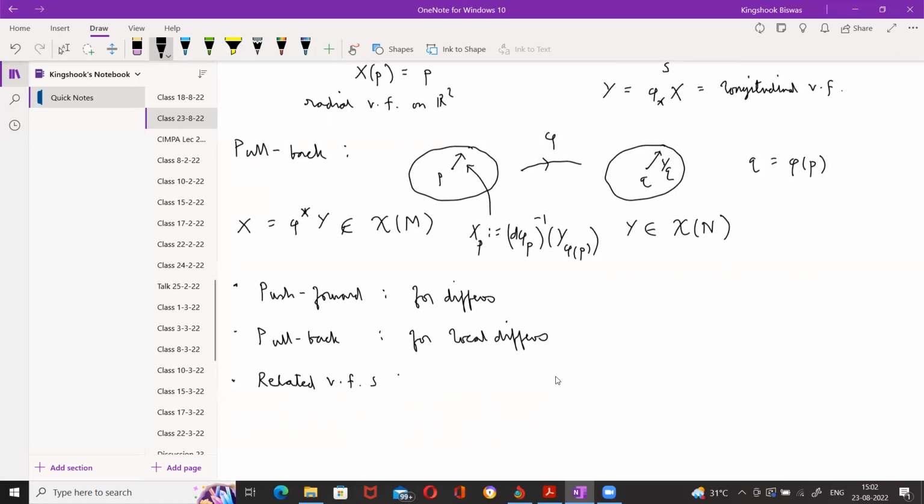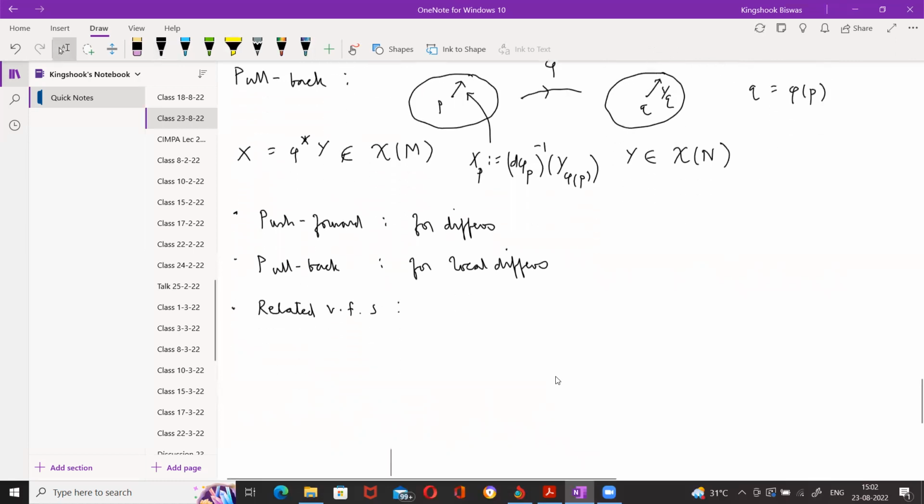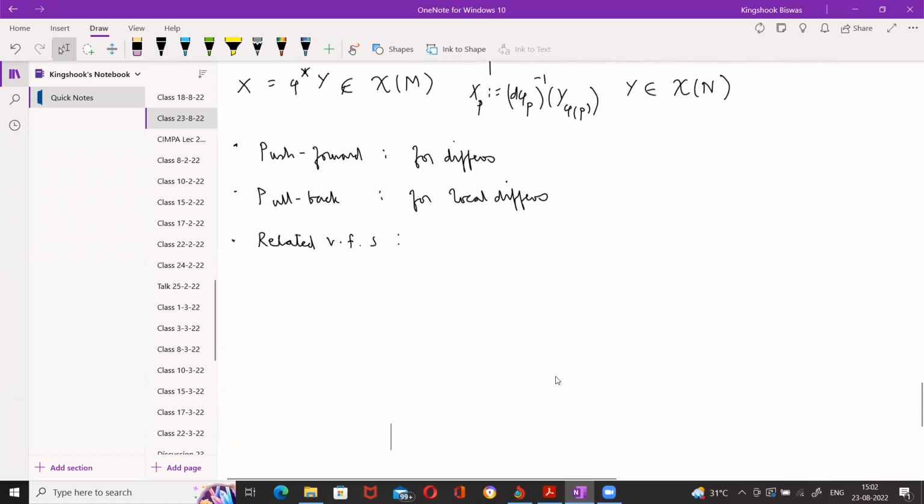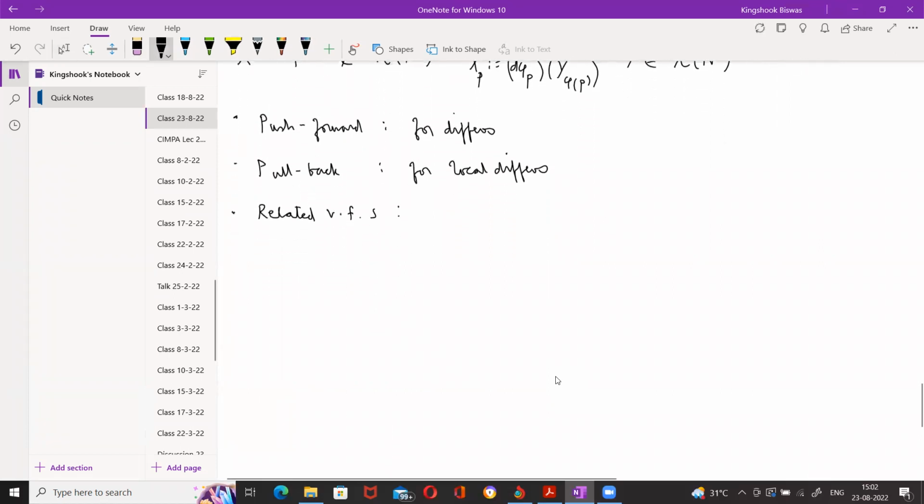So this is a case where push forward works even if the map is not a diffeomorphism. Let me just give you an example first, and then I'll give you the definition. So the example is, you take, for example, the cylinder, S1 cross R, all right?